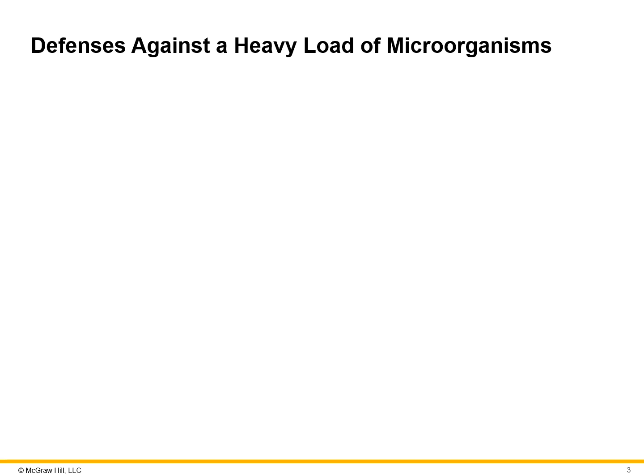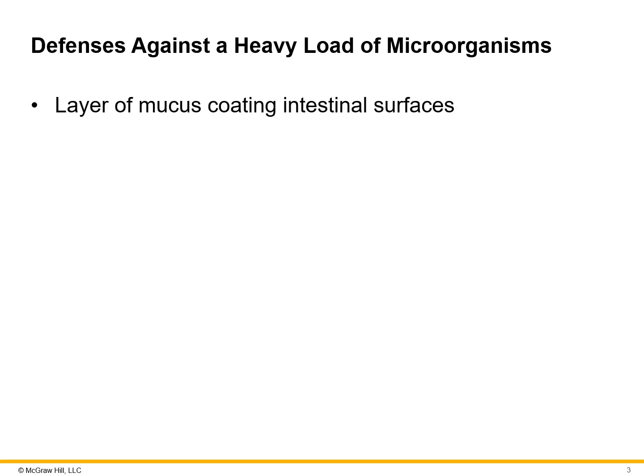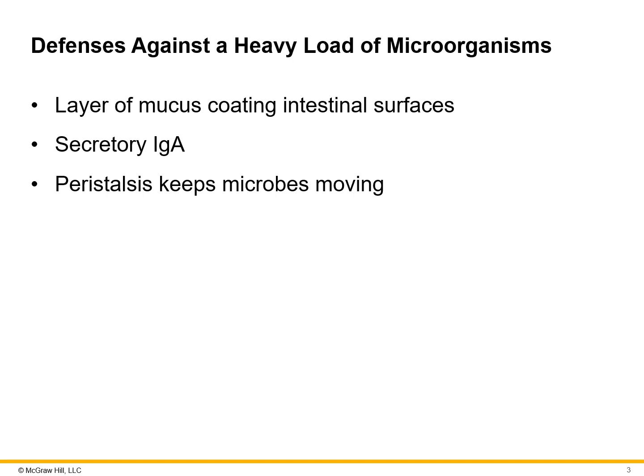Whenever we look at the heavy loads of microorganisms, of course a lot of the food we eat is not sterile, so our GI tract without a doubt encounters a large number of microorganisms. Some of the multiple ways of defending against those are the thick layer of mucus that coats the entire surface, lots of secretory IgA antibodies that get released, and peristalsis, or the movement of the cilia through the GI tract, that keeps microbes moving, as well as getting caught up in that mucus.